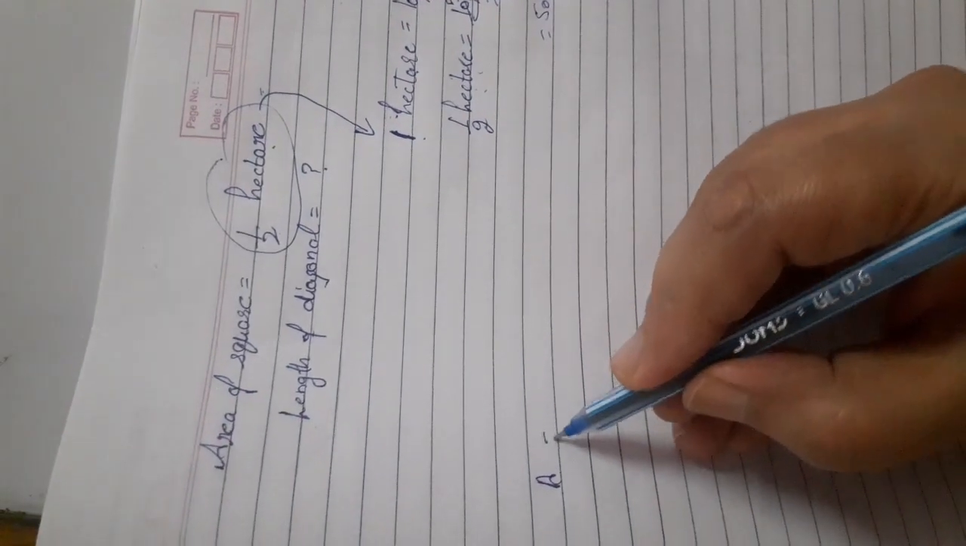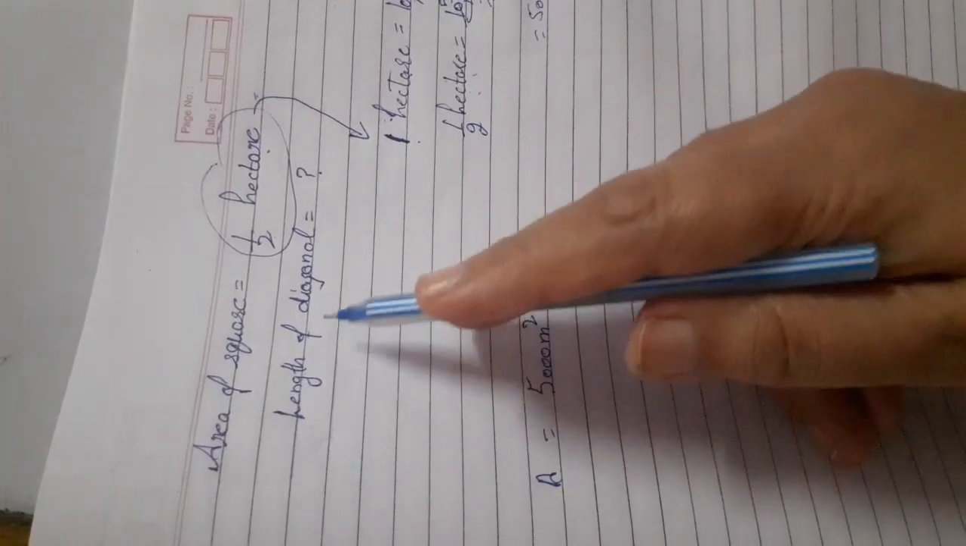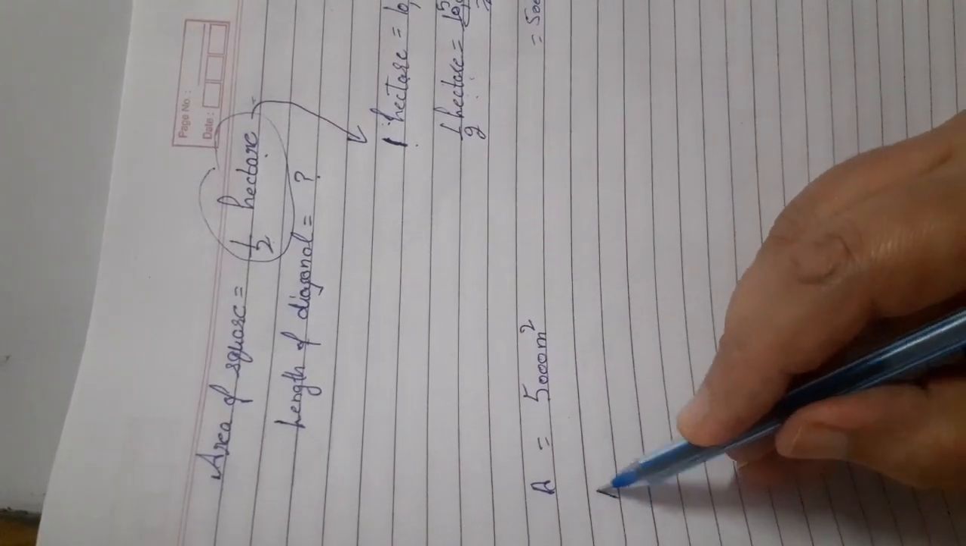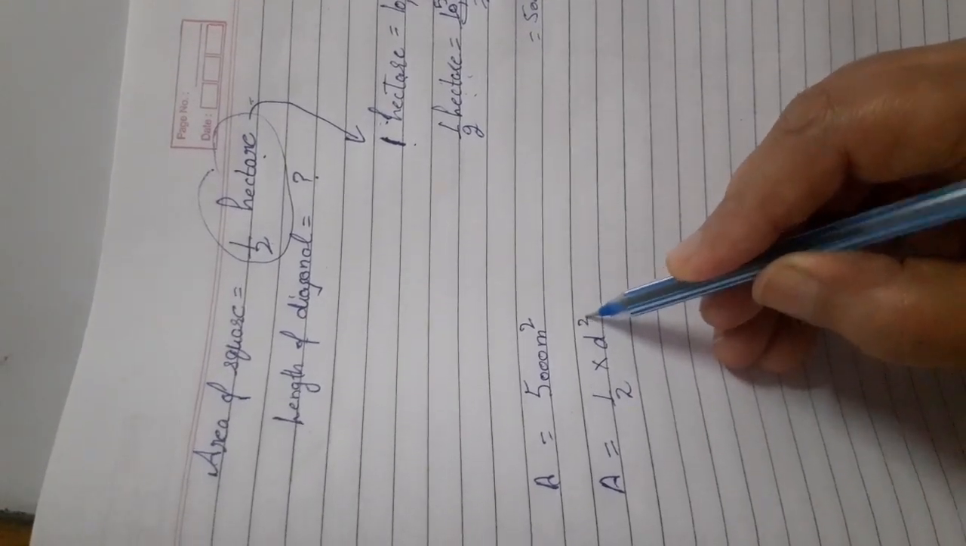1 हेक्टेयर और उसका half क्या होगा? 2 से divide and you get 5,000 meter square. It means the area given here is, area of the square is 5,000 meter square, and I have to find the length of the diagonal. So again the same formula I will apply, half into diagonal square.